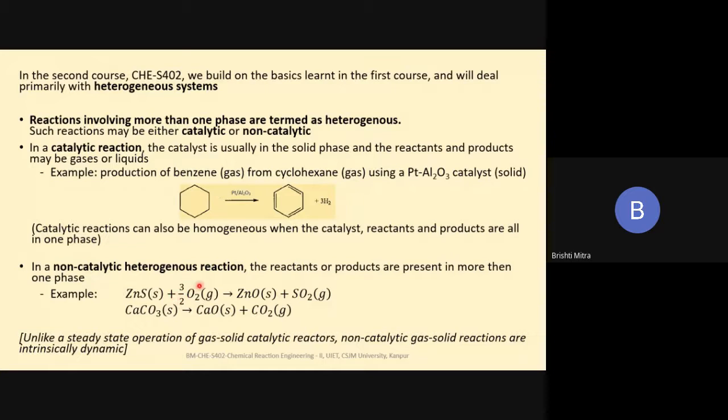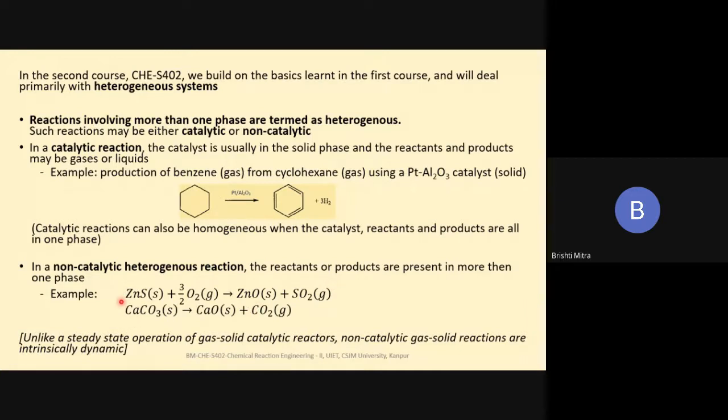You react it with oxygen, which is in the gas phase, and my product is zinc oxide, which is a solid, and sulfur dioxide, which is a gas. So there are two phases involved, both in the reactants and products. Solid and gas in the reactants and solid and gas in the products.